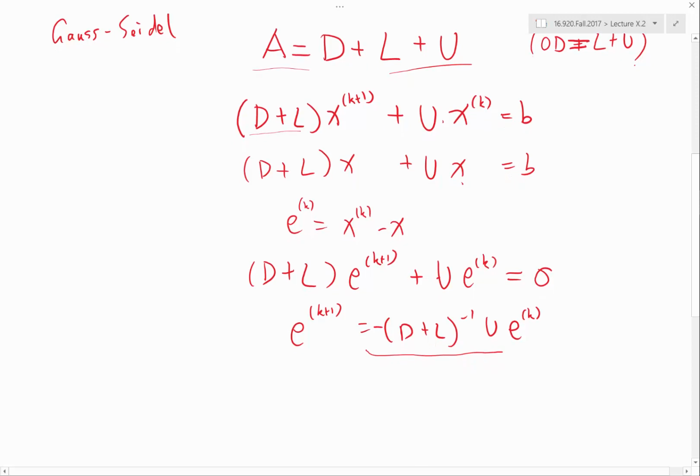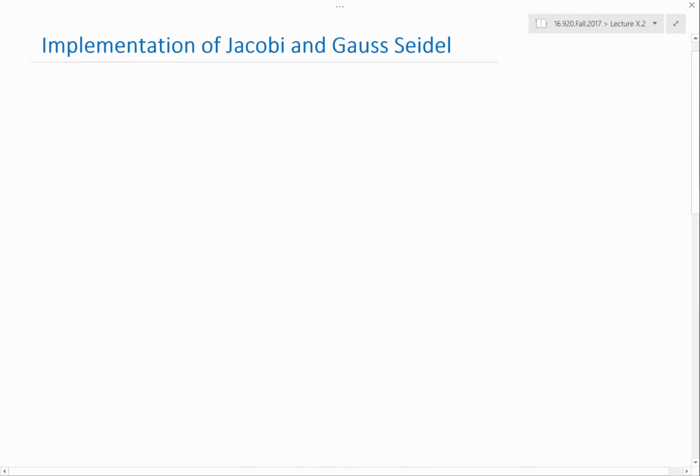Let me talk a little bit about how you actually implement Jacobi and Gauss-Seidel. Most of the time, when you want to adopt an iterative method, your matrix is very, very sparse. It doesn't make sense to store the whole matrix in a dense form because the memory is going to be huge. And modern computers are often limited by memory bandwidth as opposed to the number of floating point operations you have to do. So you don't want to store the matrix. Often you don't even want to store the sparse form of the matrix.